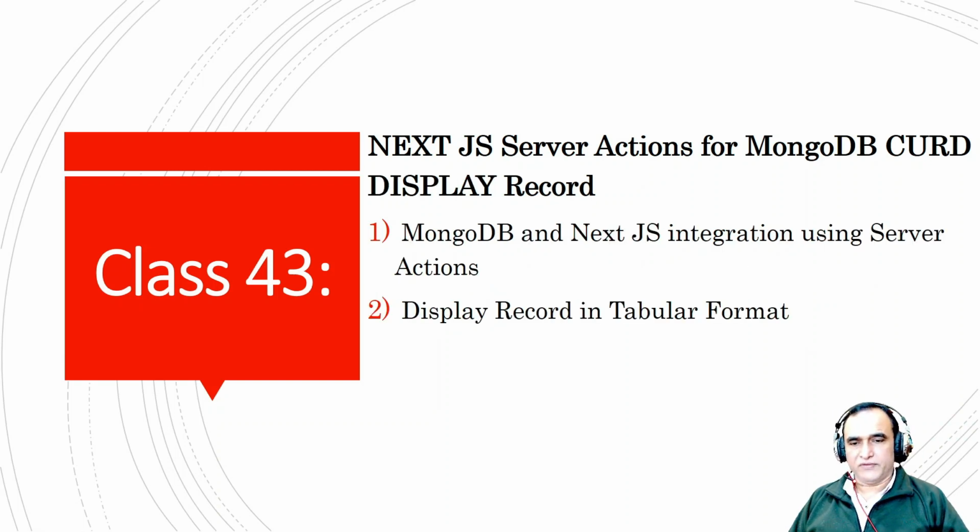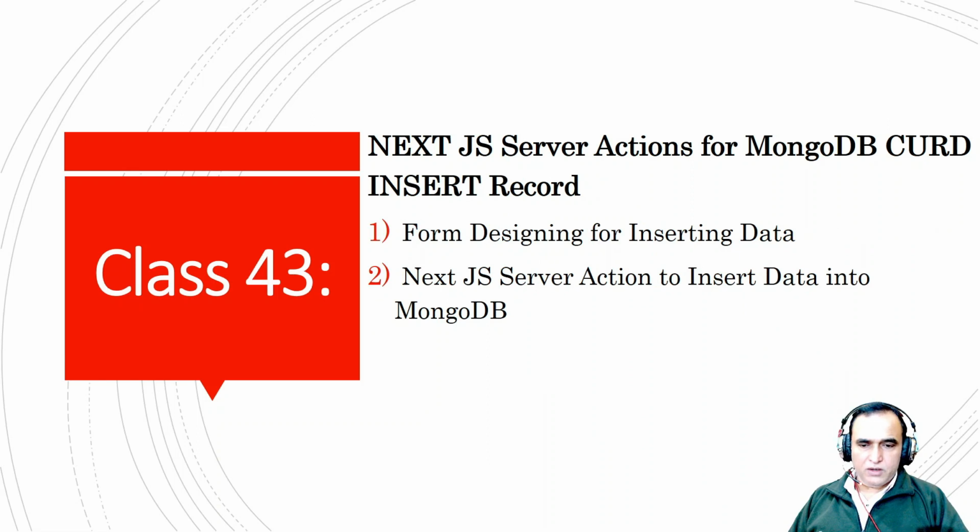In the last video we have seen how to display records from MongoDB in Next.js. And in this video we are going to learn how to design a form for inserting data into MongoDB, and the integration of Next.js server action to insert data into MongoDB. Server action is a new feature introduced in Next.js to insert a record in any database without using APIs. Means we don't need to create a RESTful API. Directly by using server action we can insert information into the database, like we do in PHP, JSP or ASP also. So that we are going to understand.